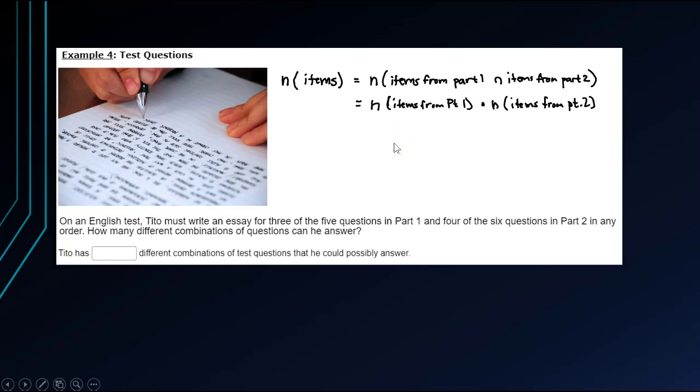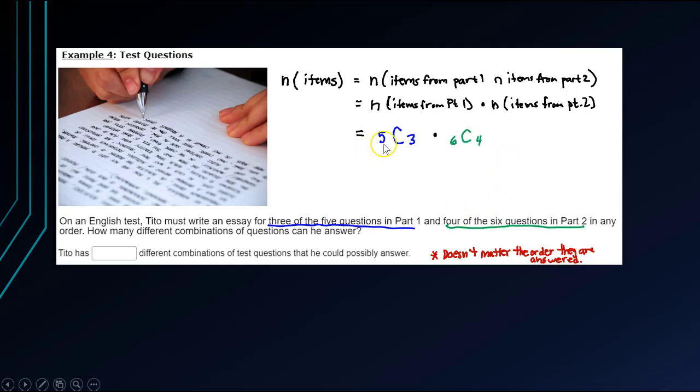So, how many different ways can they be answered? I'm going to take the number of different possibilities from Part 1 times the number of possibilities from Part 2. So for Part 1, he has to choose 3 out of 5 questions. Now it's a combination, and the order doesn't matter in which they're answered, so it's going to be 5C3. And the second part is going to be 4 out of 6. It's going to be 6C4.